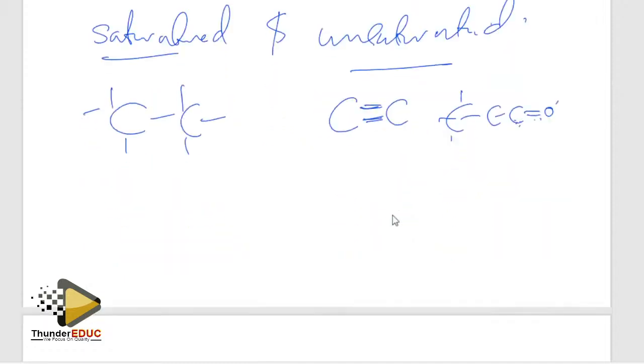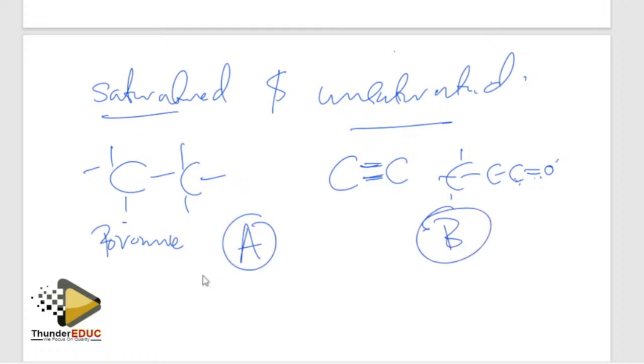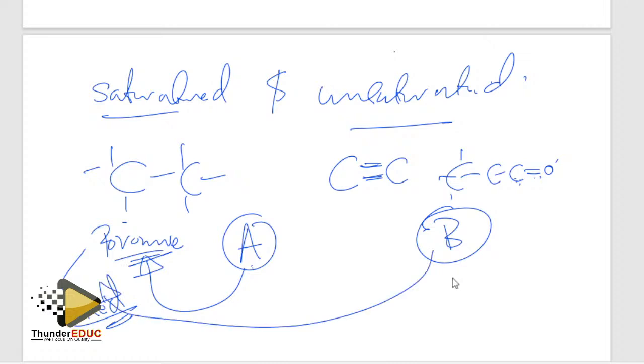Then, how do I differentiate between a saturated compound and unsaturated compound? What we do is, we will bring bromine water. And then we say that you have compound A and you have compound B. Compound A will decolorize. Don't forget that bromine water is red. So compound A decolorizes bromine water, while compound B cannot decolorize bromine water.